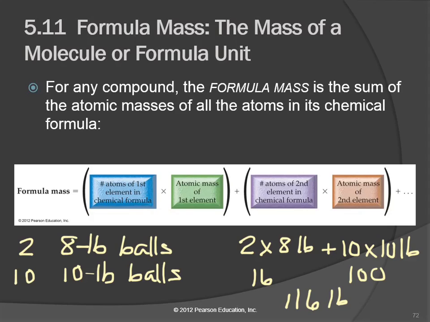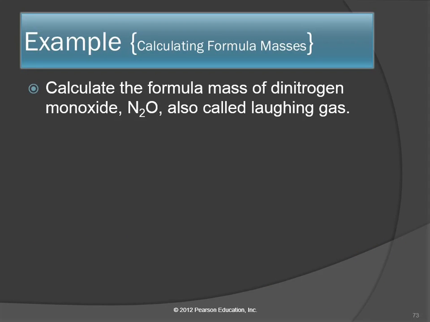It's the same idea in finding the formula mass of a compound. We look at the formula, which tells us how many atoms of each element are in a formula unit. We multiply those numbers by the mass of each atom, and we add them up. Same as finding the mass of a box of bowling balls. So let's calculate the formula mass of dinitrogen monoxide, N2O.